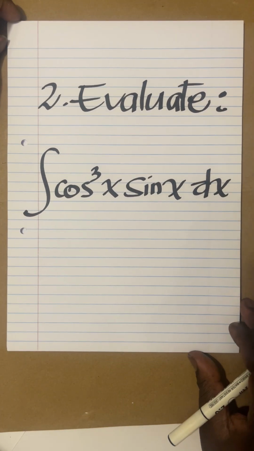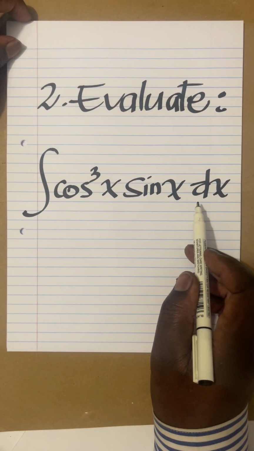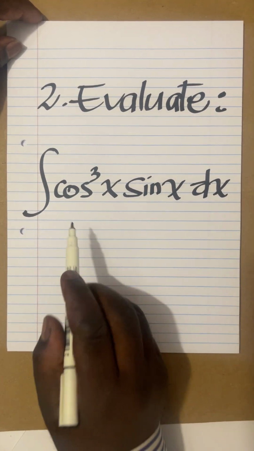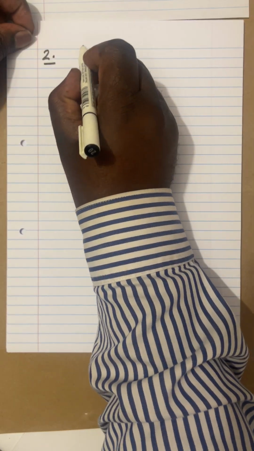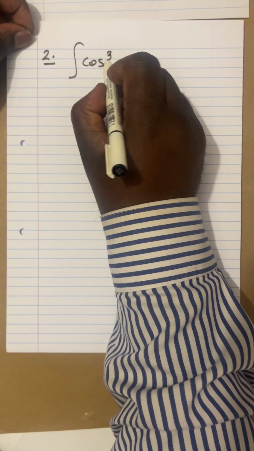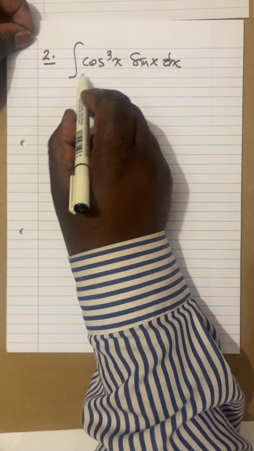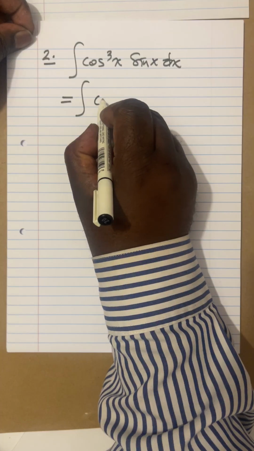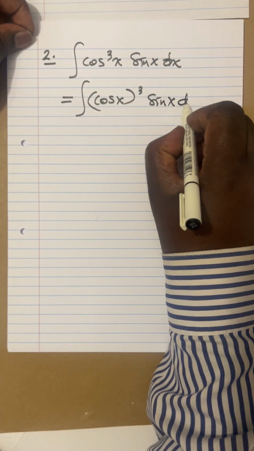Our second integral is this one here, the integral of cos cubed of x sine x dx. And again here we're going to let cos x be equal to u and then carry on. So our second integral is the integral of cos cubed x sine x dx. And if we rewrite this, it's going to look like this: (cos x)^3 sin x dx.